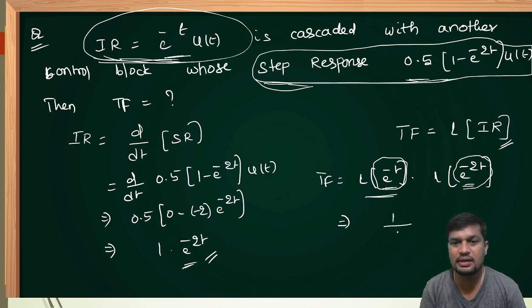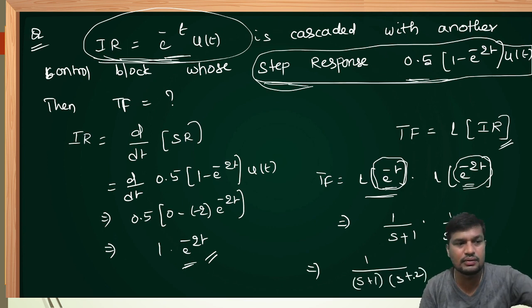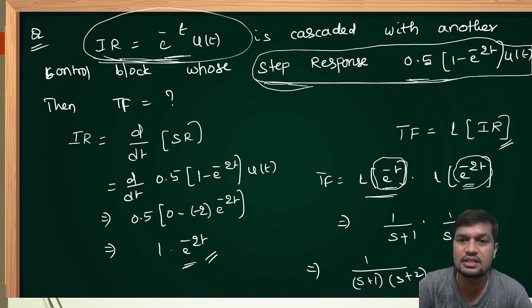Laplace of e power minus t is 1 by s plus 1. Laplace of e power minus 2t is 1 by s plus 2. Therefore, the overall transfer function is 1 upon s plus 1 into s plus 2. This will be the solution. I hope everybody understands the solution.